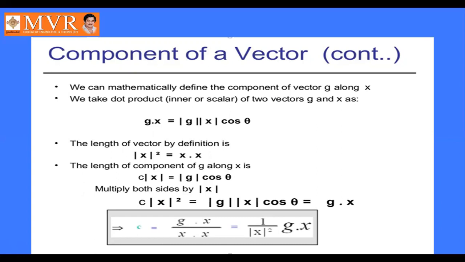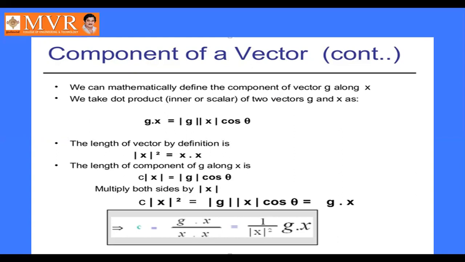Okay, so the length of the component of g along x is c into mod x, that is mod g into cos theta. Multiplying both sides by mod x, we get c into mod x whole square is equal to mod g into mod x into cos theta.